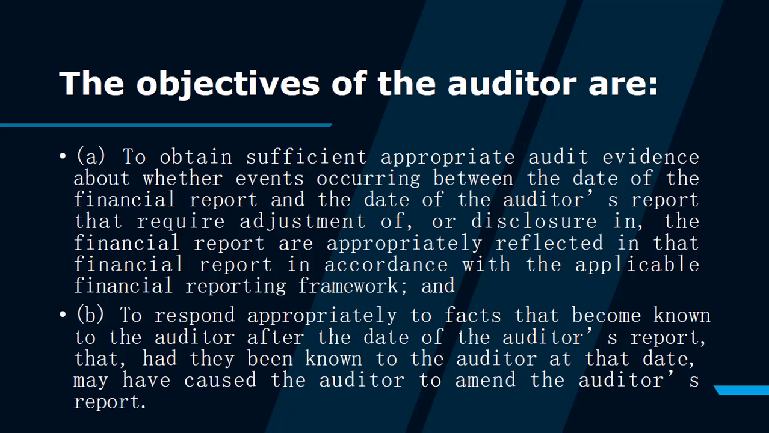So there are three dates that will be important in our discussion here. The first one, of course, is the balance sheet date. The second date is the date of the auditor's report. And the third date that we have to be mindful of is the date of issuance of the financial report, or the date where the financial report had been approved for distribution.